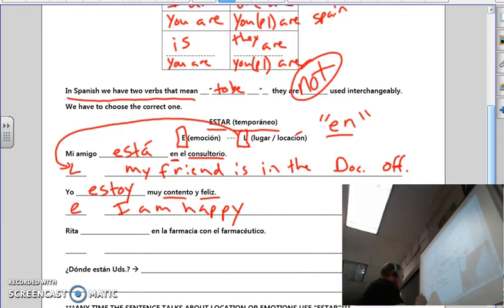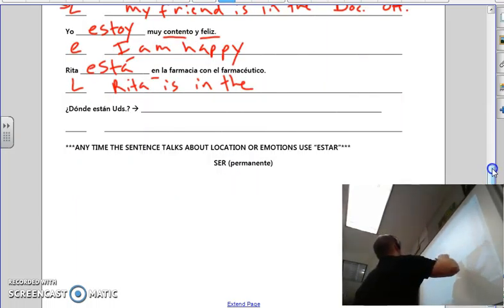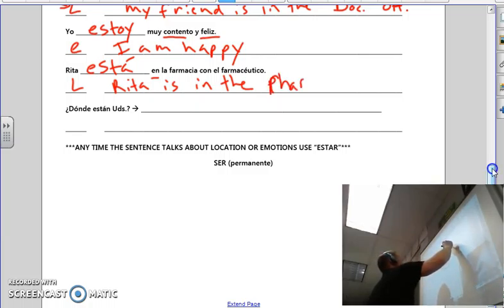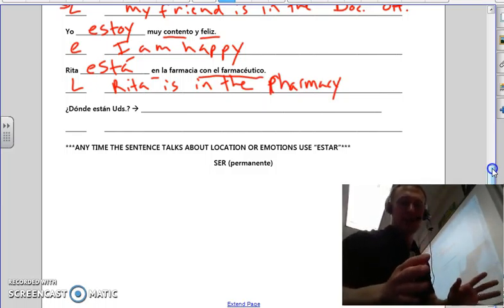Rita. Oh, here's our key word in. Rita está en la farmacia. Rita is in the pharmacy. This is location. I guess that's a PH in English. Pharmacy. With the pharmacist. That's what this says. With the pharmacist. You want to write that down? Go ahead. Chapter 8 vocab. Más práctica. Práctica es una cosa buena.